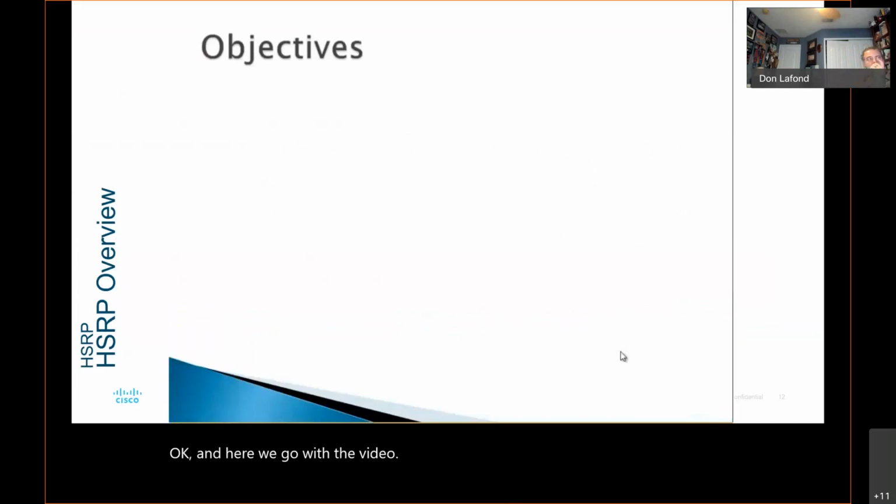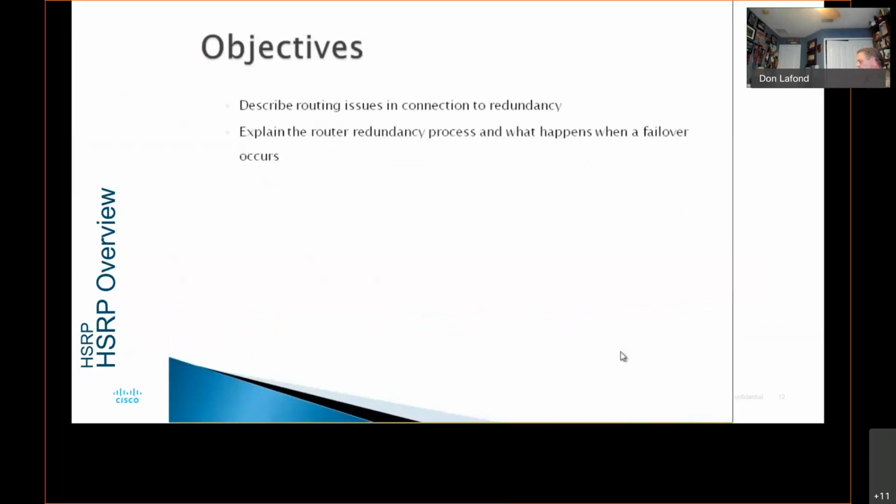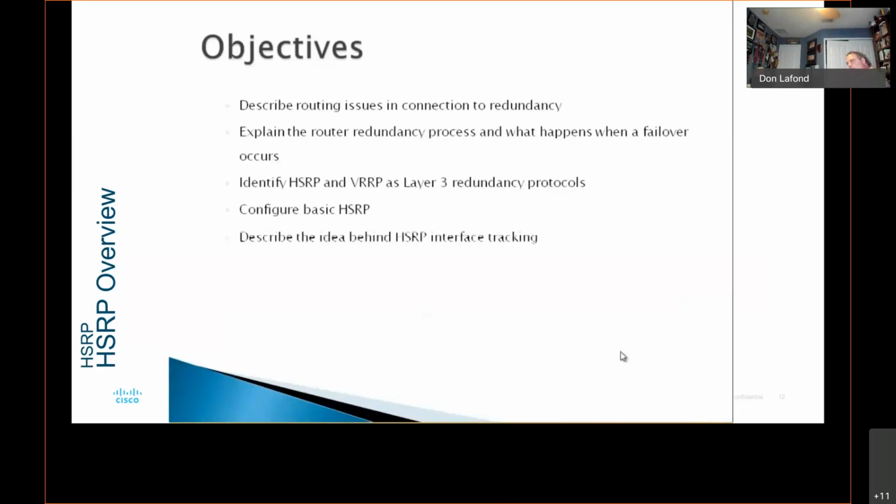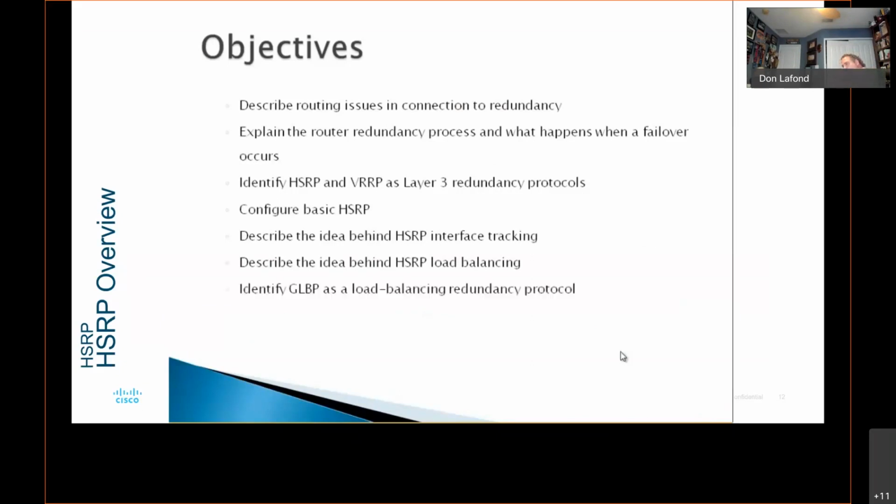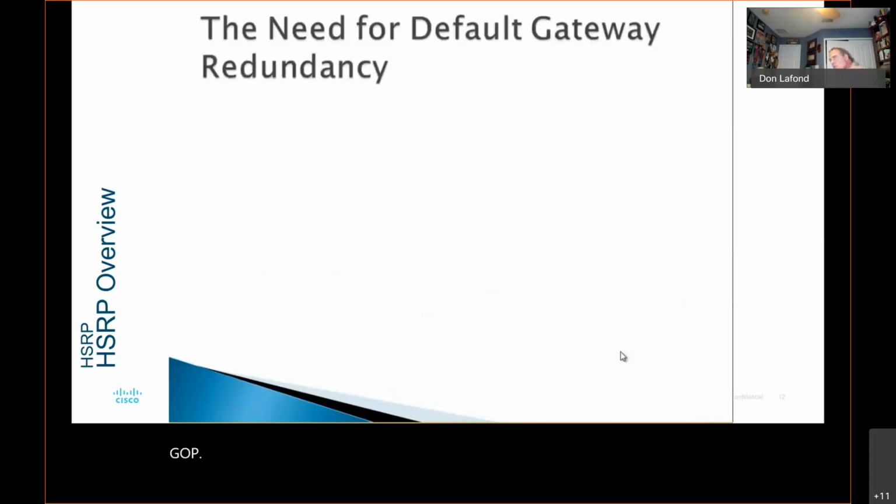Objectives for this lesson are to describe routing issues in connection to redundancy, explain the router redundancy process and what happens when a failover occurs, identify HSRP and VRRP as Layer 3 redundancy protocols, configure basic HSRP, describe the idea behind HSRP interface tracking, describe the idea behind HSRP load balancing, and identify GLBP as a load balancing redundancy protocol. The need for default gateway redundancy.